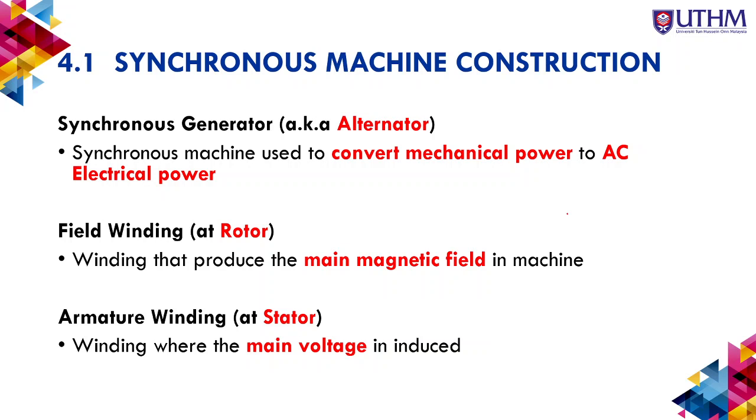The other name for the synchronous generator is sometimes alternator. As I mentioned, it converts mechanical power, with rotating movement, to AC electrical power. The field winding is at the rotor, the winding that produces the main magnetic field in the machine, and the armature winding is at the stator, the winding where the main voltage is induced.